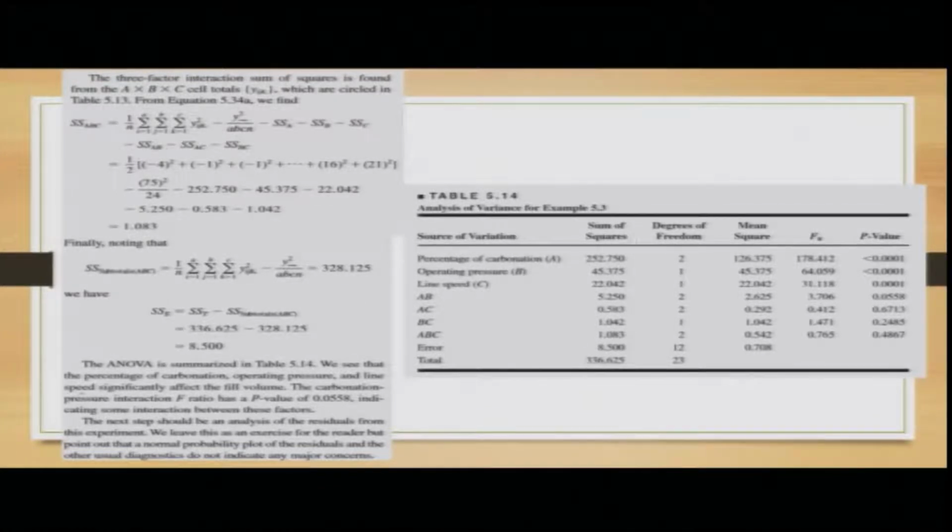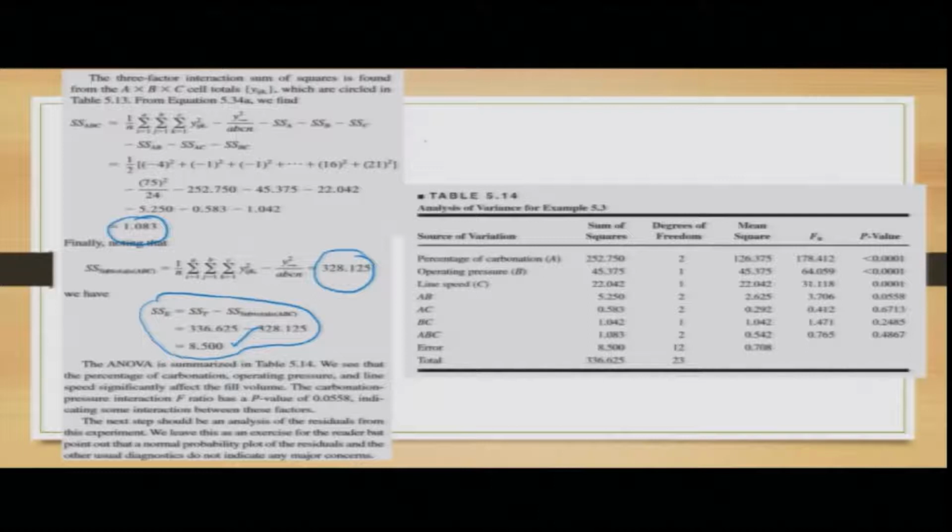So, if I do, the value comes out to be 1.083, and the subtotal for ABC, calculating it, the value comes out to be 328.125. From that you can find the sum of squares of the errors. So, this is the error which I am finding, which is 8.50. So, now I will have a table. Before reading it, I will go first to the table and then come back.